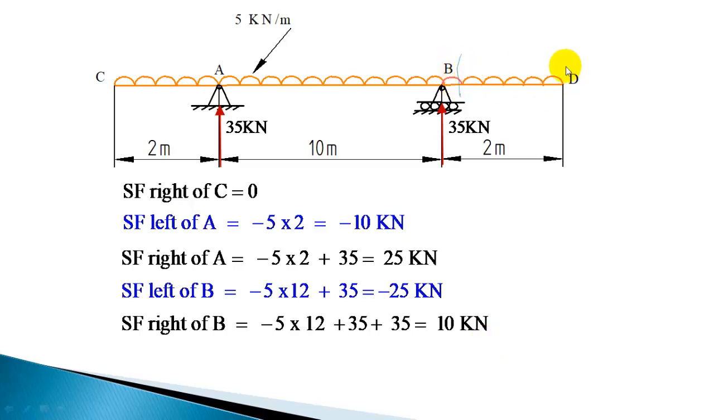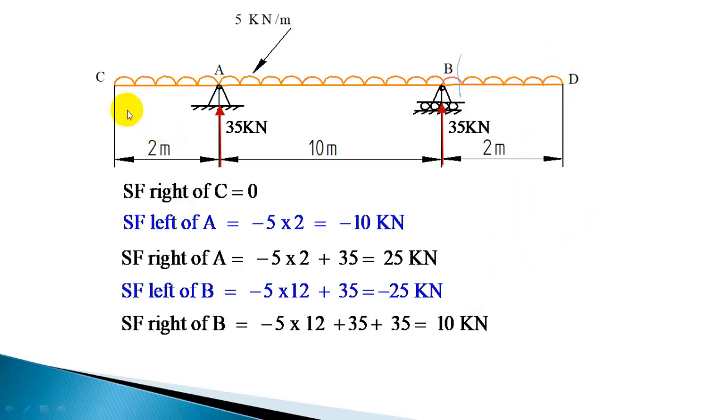When you move from this section to immediately left of D, it's 2 meter. 5 kilonewton per meter is the intensity. It acts for 2 meter, so 10 kilonewton, and it's downward, so minus 10. Whatever value you have here, shear force right of B is 10, and 10 minus 10 will give the shear force here 0. Immediately left of D, it will be 0. And when you move to D also, it will be 0 only. Unless you have a point load here, there will not be any change in shear force at D.